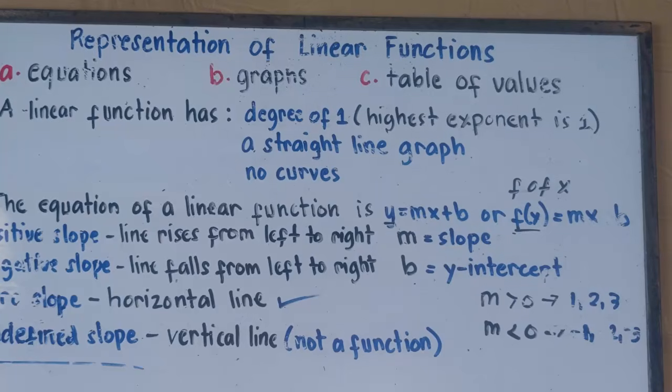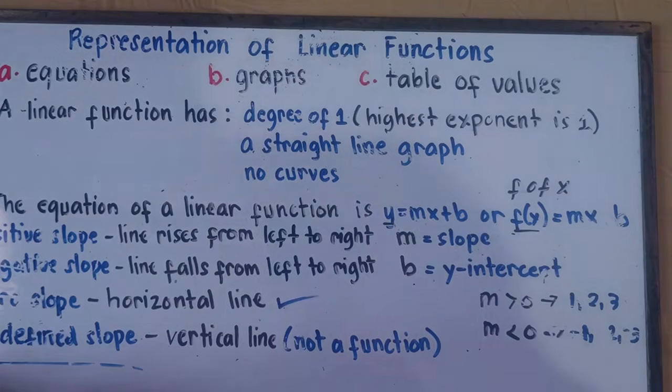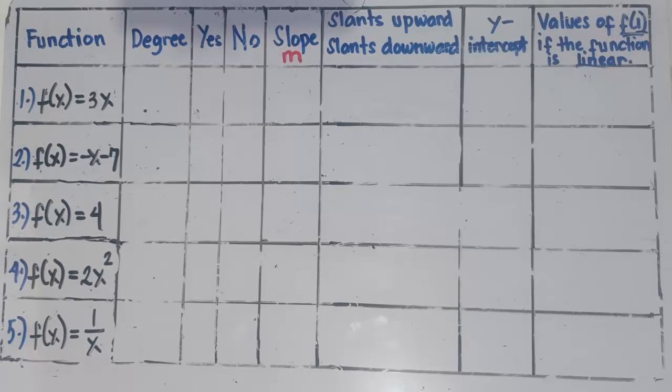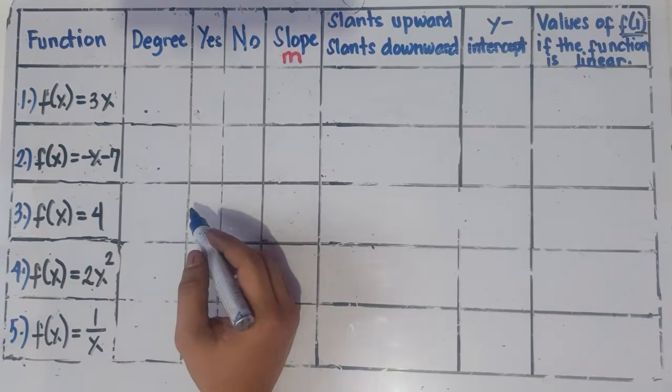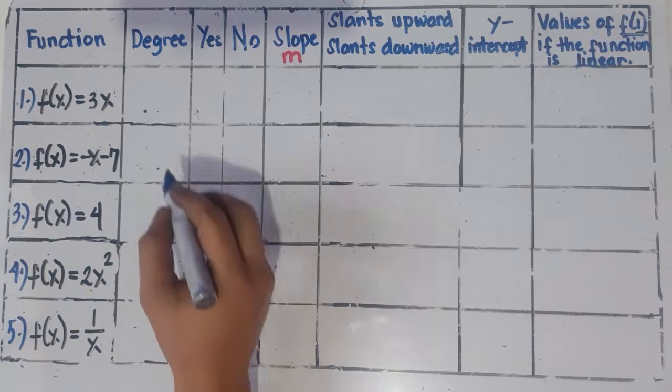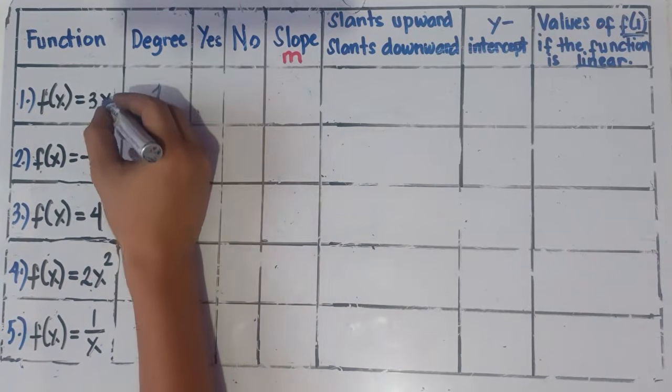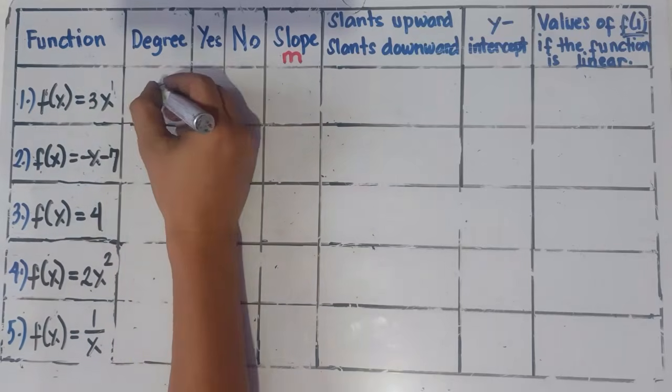So let's proceed now to our activity. Alright, so let's proceed now answering our activity. So number 1, given the function, we have f of x equals 3x. So what would be the degree? That's correct, the degree is 1. The highest exponent, class, of x, there will be only 1. So therefore, the degree is 1.